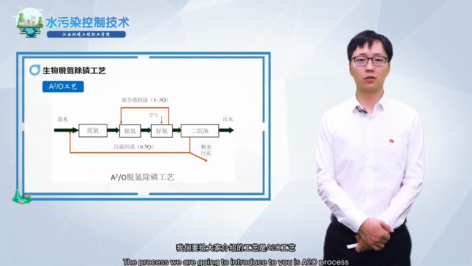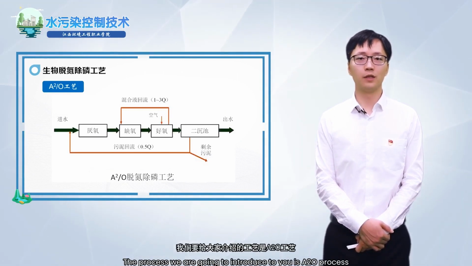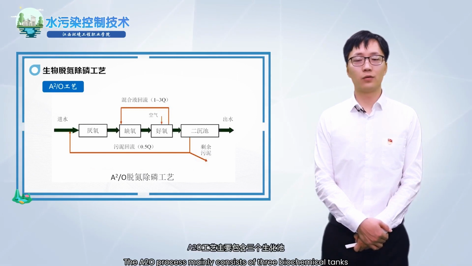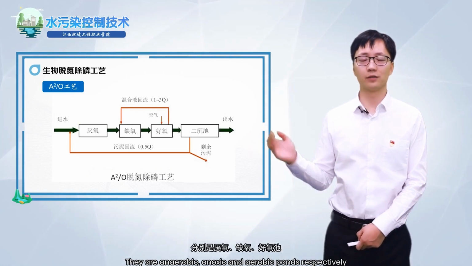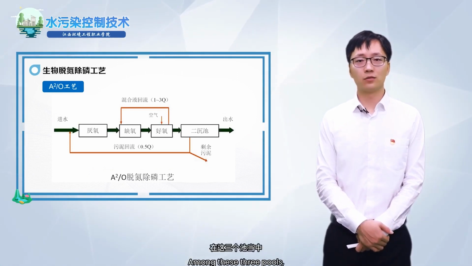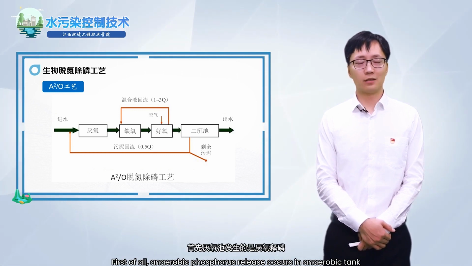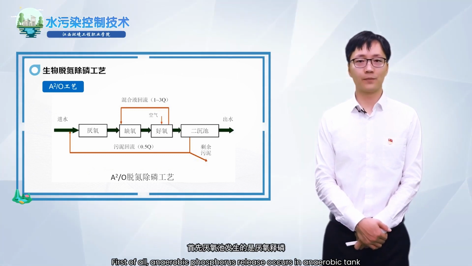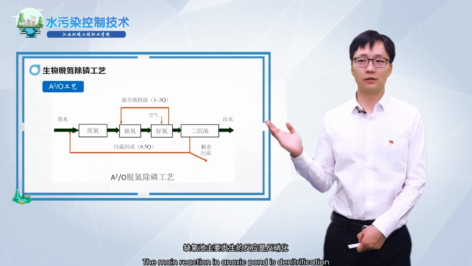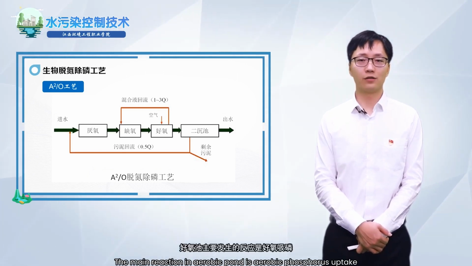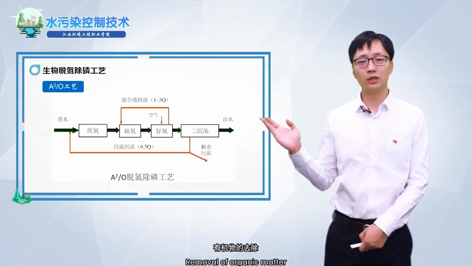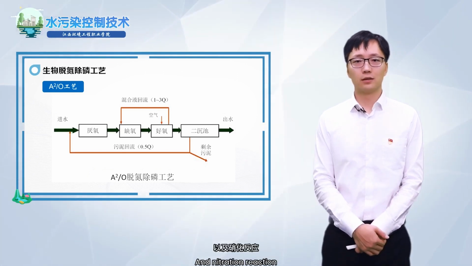Firstly, the process we are going to introduce to you is the A2O process. The A2O process mainly consists of three biochemical tanks. They are anaerobic, anoxic and aerobic ponds respectively. Among these three pools, first of all, anaerobic phosphorus release occurs in the anaerobic tank. The main reaction in the anoxic pond is denitrification. The main reaction in the aerobic pond is aerobic phosphorus uptake, removal of organic matter, and nitration reaction.